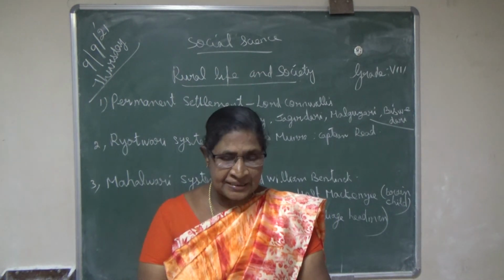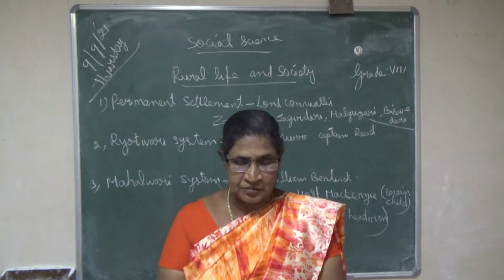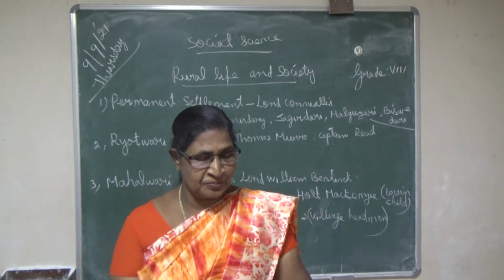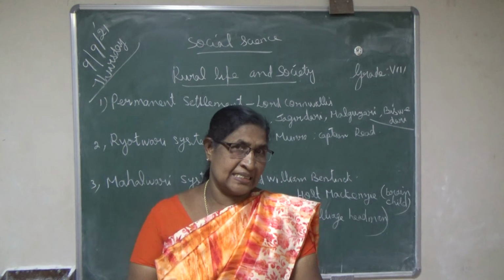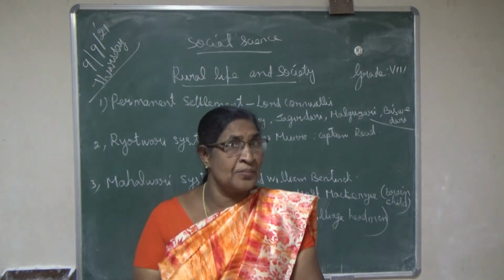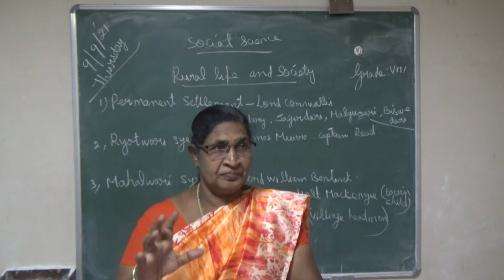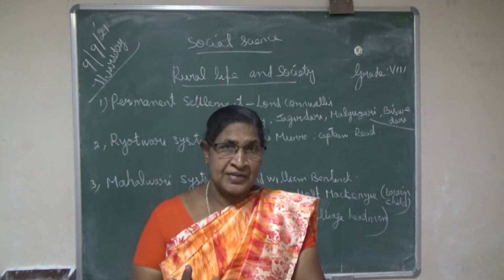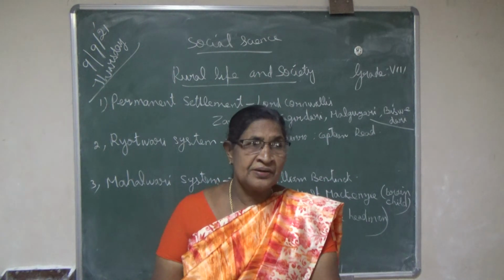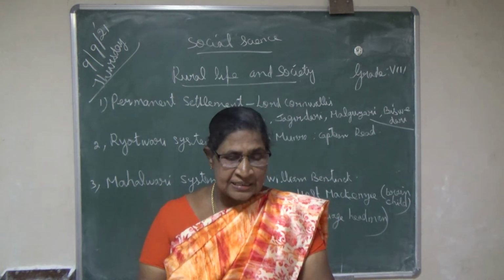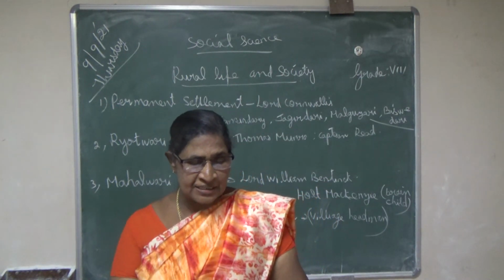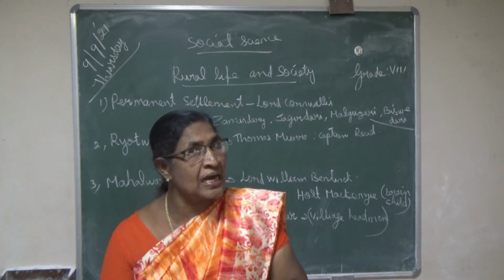The lambardars enjoyed privileges which were misused for their self-interest. Like the zamindars, these lambardars, the village headmen, lived a very luxurious life. They became rich people also. They used their position for their self-interest. This system brought no benefit to the cultivators.